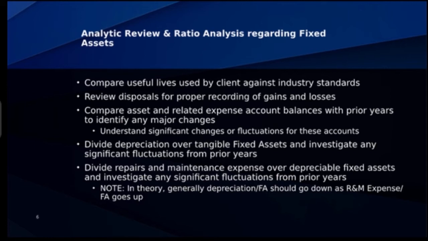Because in theory, depreciation over fixed assets should generally go down in the later years. If the asset becomes fully depreciated, we would see less depreciation. Or if you're using an aggressive tax approach, you'll see higher depreciation in the beginning years and less in the latter years. So I would expect that depreciation over fixed assets would go down if we haven't had any major fixed asset purchases.